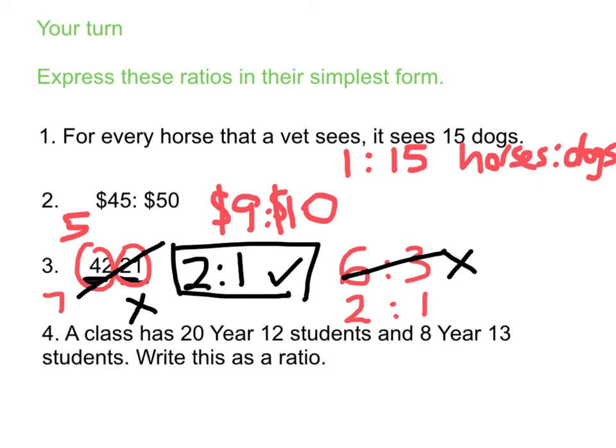Okay, a class has 20 Year 12 students and 8 Year 13 students. Write this as a ratio. Well, we can write that as 20 to 8. Again, we need to take out the common factor. The common factor is 4. We're going to get 5 to 2. Look at it again. Is there a common factor between 5 and 2? No, there's not. So we're done.